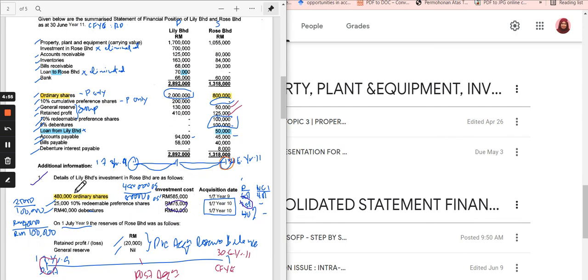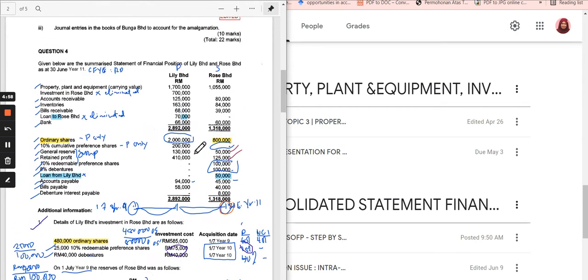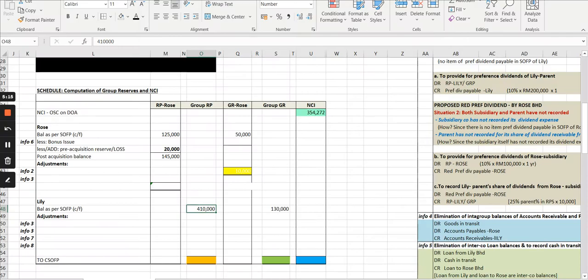Here, where you have your retained profit figure, 410. The same thing should be done for your general reserve. You can see the general reserve here, 50 and 130. 50 for the subsidiary, 130 will be the starting point for the parent company. So you will be doing it here. So for Rose, 50,000, and for Lily, this is Lily. So I will just make it a different color. Lily and Rose, right?